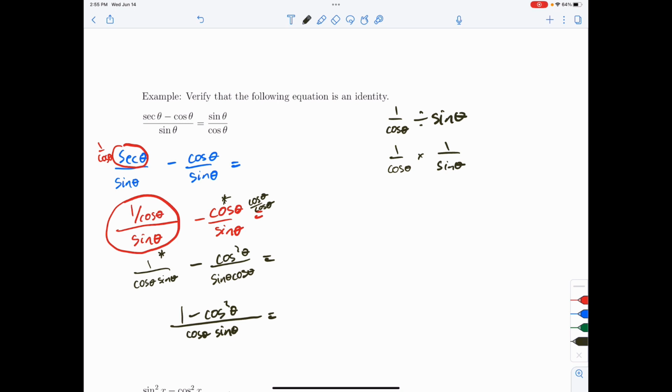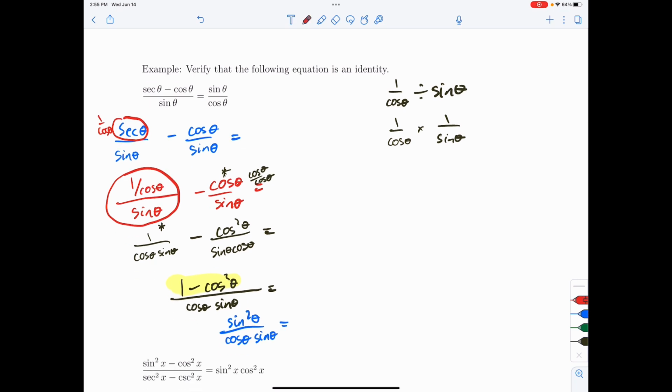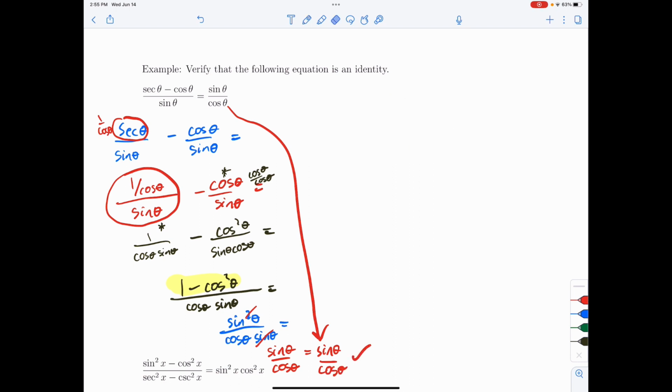Okay, and it looks like we have another form of the Pythagorean identity. 1 minus cosine squared is sine squared. And so I have sine squared of theta over cosine theta times sine theta. And then what we notice is that this sine is going to cancel with one of those sines. So we're left with this sine of theta over cosine theta, and that is equal to what we had way up here, sine theta over cosine theta. Okay, so that's a pretty straightforward way.